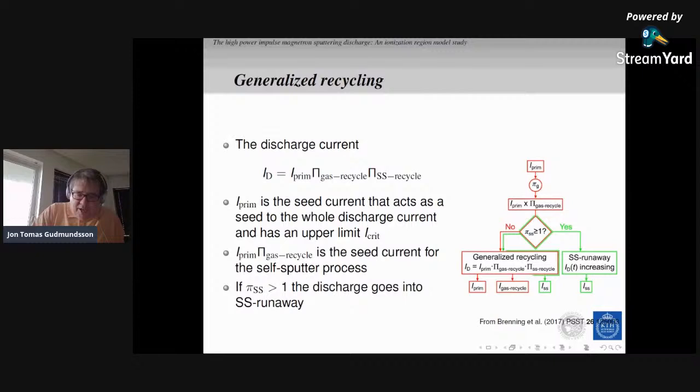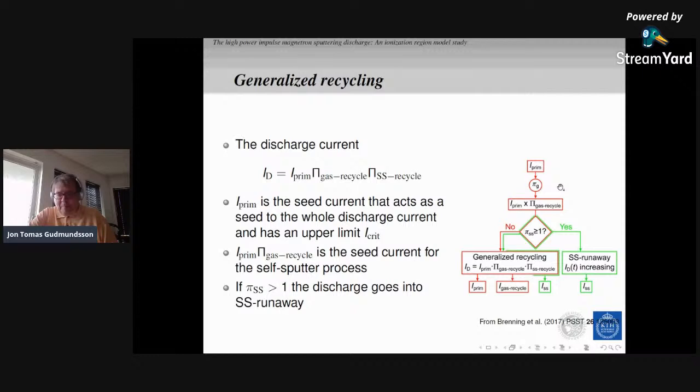So we see this in this graph here on the right. We have a primary current. It is multiplied by the gas multiplication factor, which again is multiplied by the self-sputter factor. And then we can either get this generalized recycling. And there can be cases where the pi for self-sputtering can be larger than one. And then we can go into what is called self-sputter runaway, where the discharge current keeps increasing.